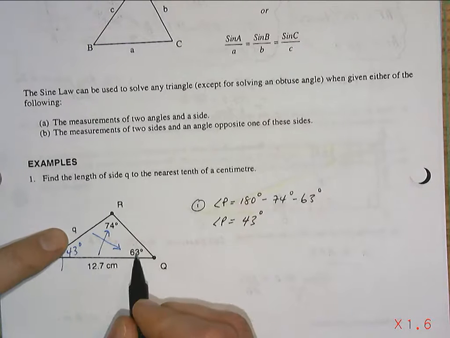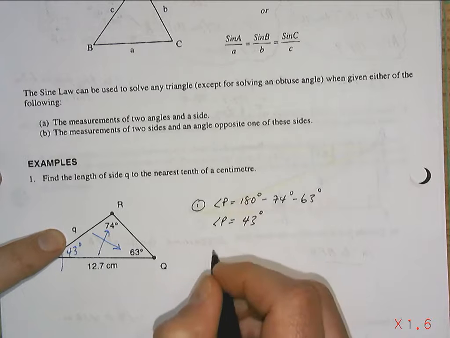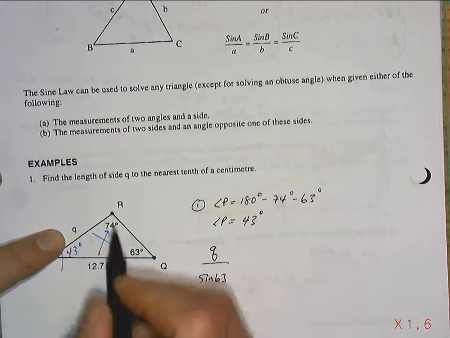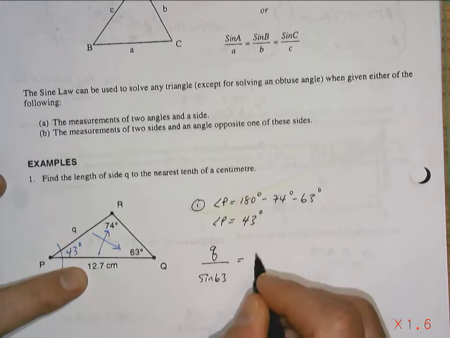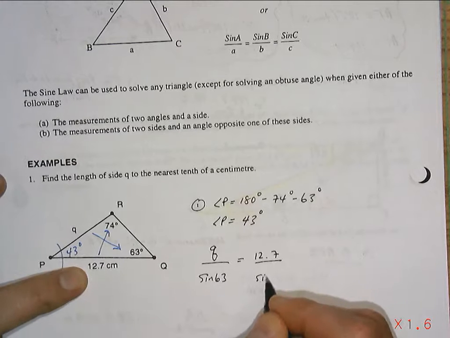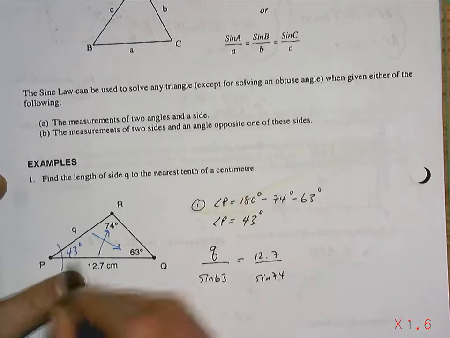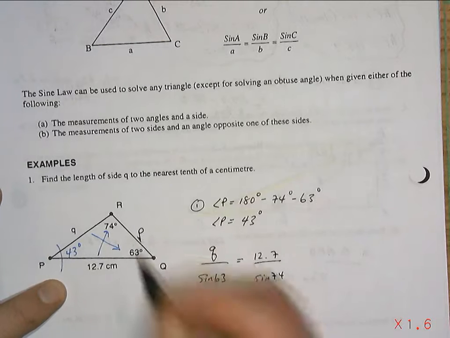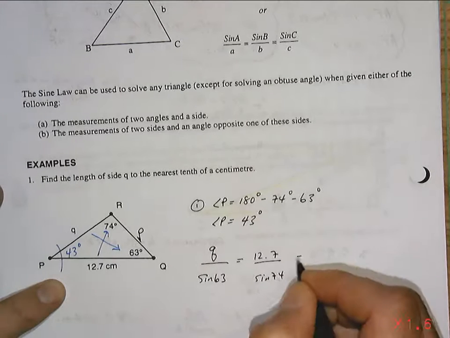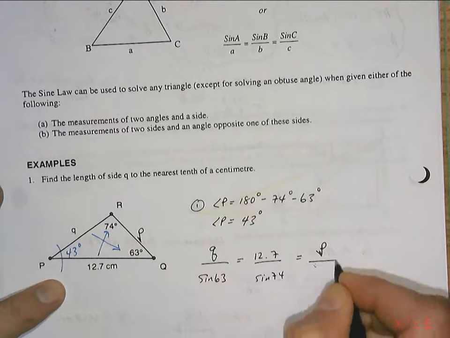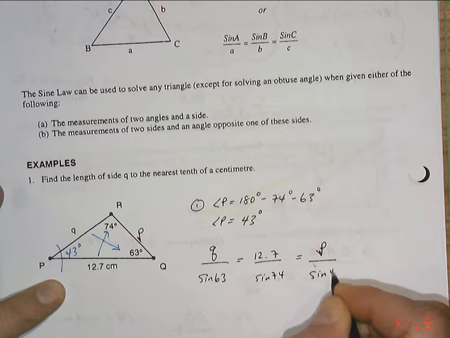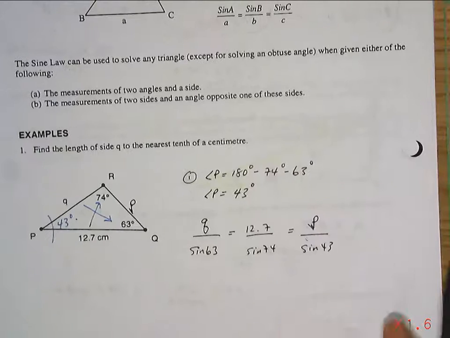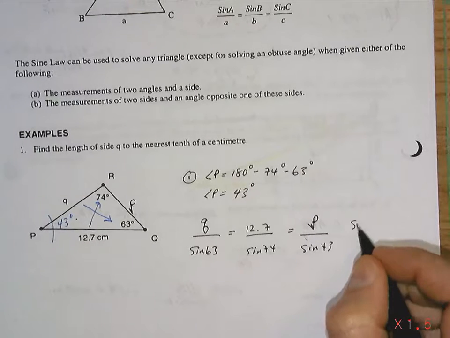So this side divided by the sine of the angle opposite it. So Q over sine of 63 will equal, I also know, 12.7 over sine of 74. And if I make this a little p, maybe I'll put a little tail on it there, that's supposed to equal p over the sine of the angle opposite it. Now, I have three things. This is the sine ratio, this is what the sine law says.